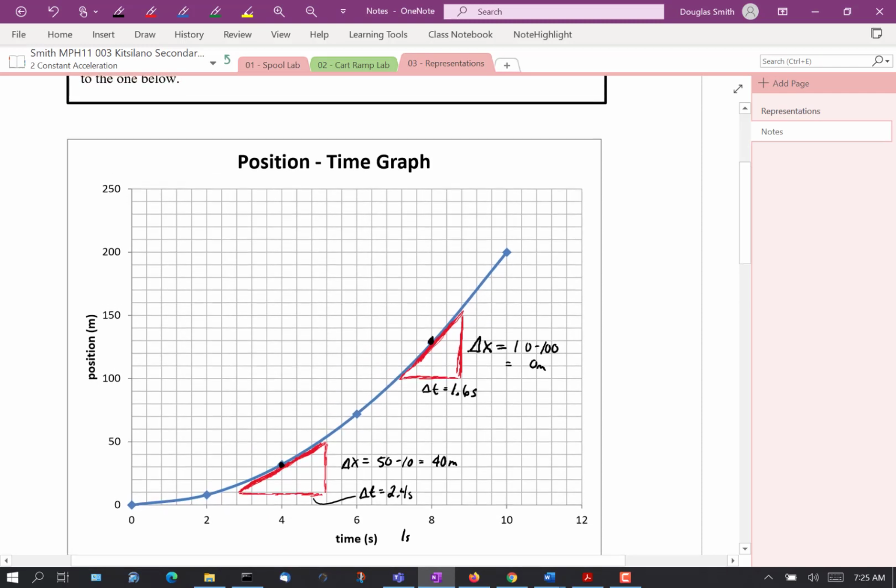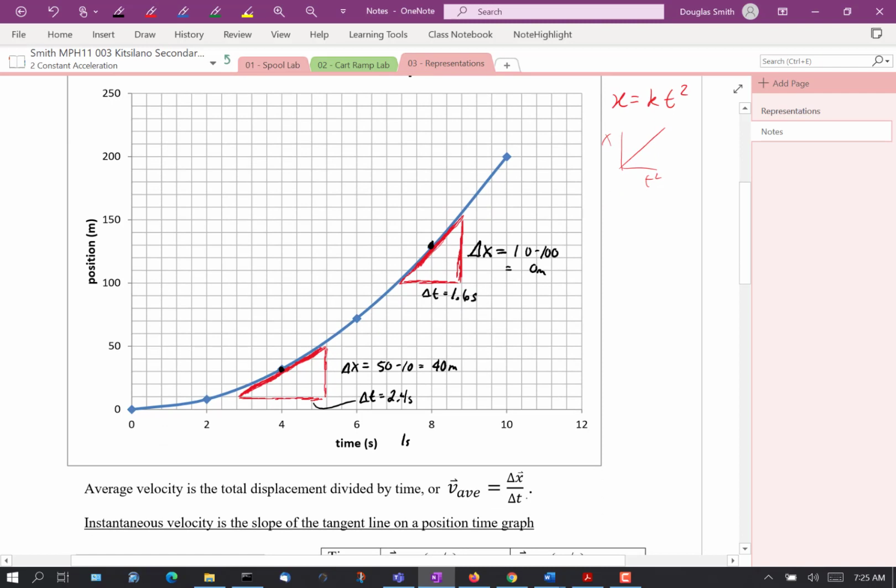So it's got this curve, and the relationship between position and time is something like this. So as time goes, it's a quadratic equation. So if you were to graph x versus t squared, you get a straight line. That's the relationship.